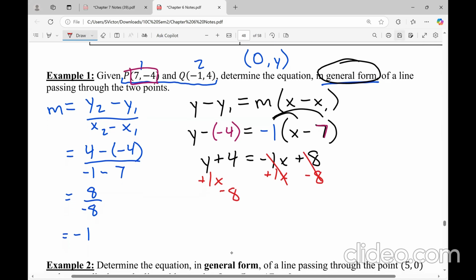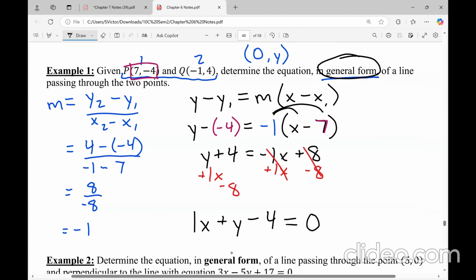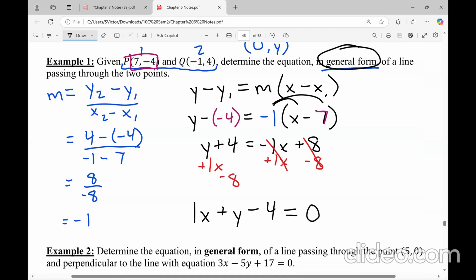And then lastly, we just need to write things in the right order. So it goes x term, y term, and then our constant. Our x term is 1x. Our y term is just positive y, so plus y. And then our constant, we've got 4 minus 8. So that would be negative 4. And then on the right, I got rid of everything, so I can just set the whole thing equal to 0. Okay, x is positive, no fractions. Everything's on one side equal to 0. That's our general form.